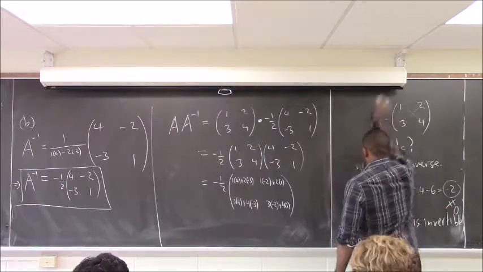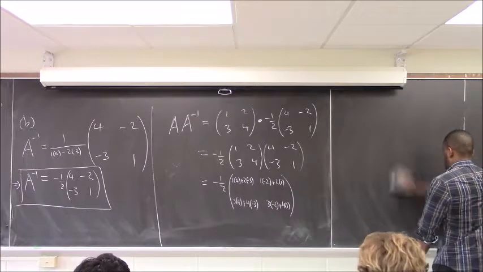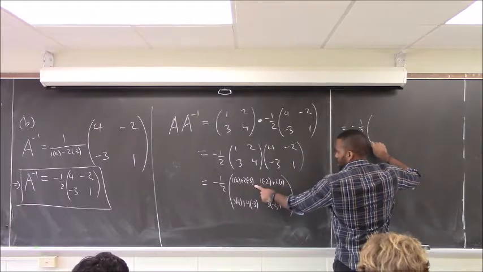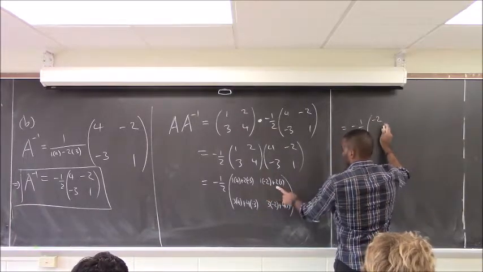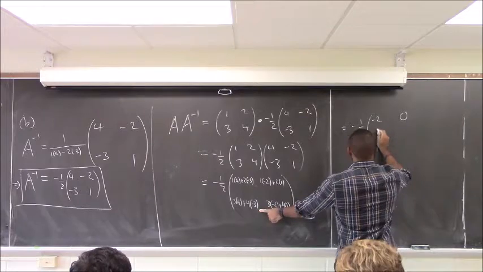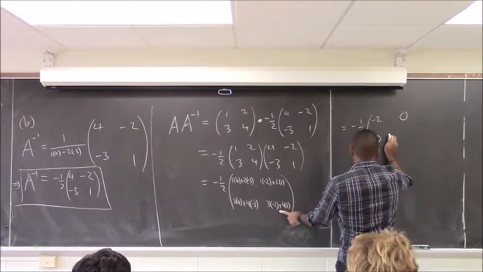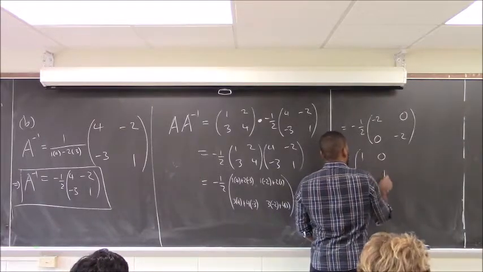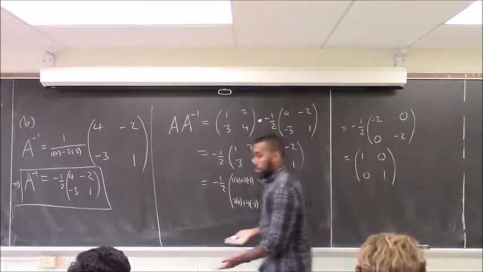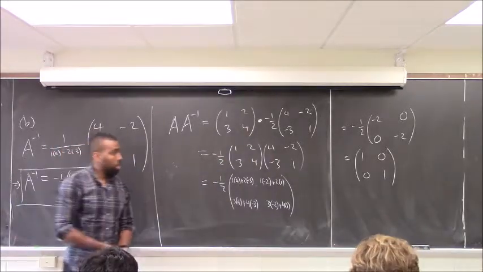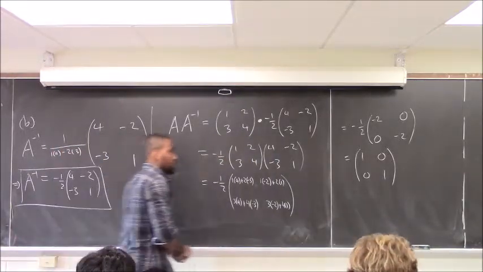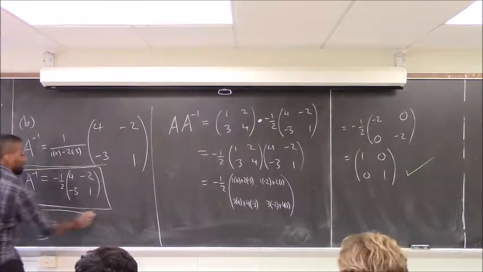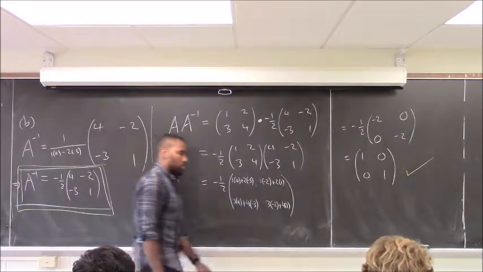I'm going to simplify that. So that's what? Well, minus 2, right? This is 0. This is 0. This is minus 6 plus 4, that's minus 2. If I multiply this in, I get the identity. So that actually works. This is actually the answer. Somehow that crazy experiment worked out.